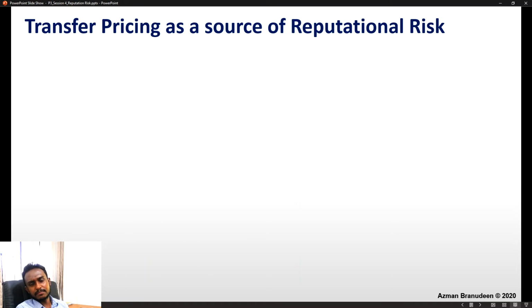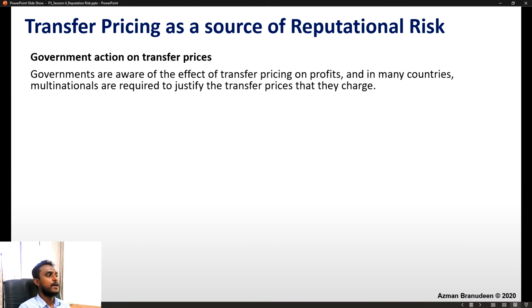Now, you know that in the divisional structure of things, transfer pricing is a key aspect, because divisions, SBUs, might be in the same jurisdiction, they might be cross-country, multinational, then one company is selling to another. In all these cases, you have transfer pricing, and transfer pricing can be a source of reputational risk. See how? One aspect is the government action and the government scrutiny on transfer pricing. Governments are aware of the effect of transfer pricing on profits. In many countries, multinationals are required to justify the transfer prices that they charge, because you can reduce the international tax liability if you play it right.